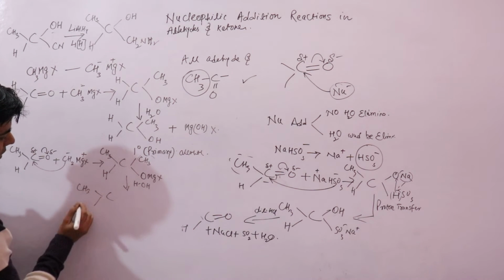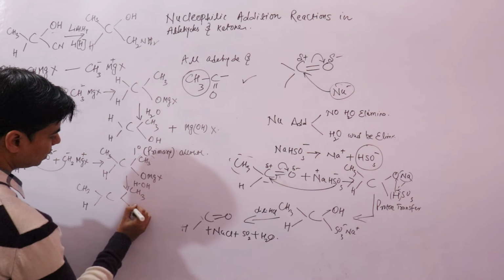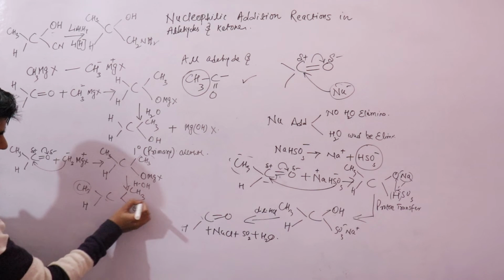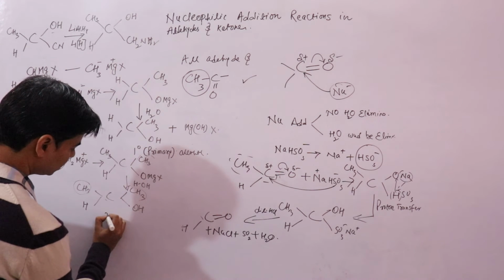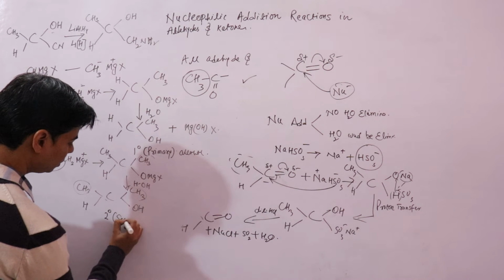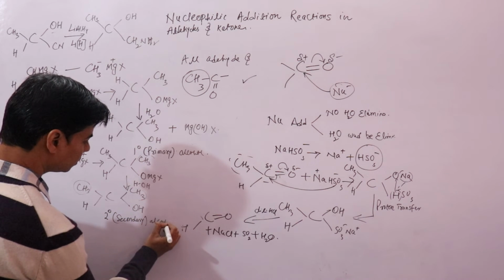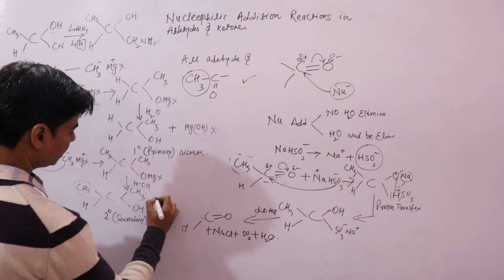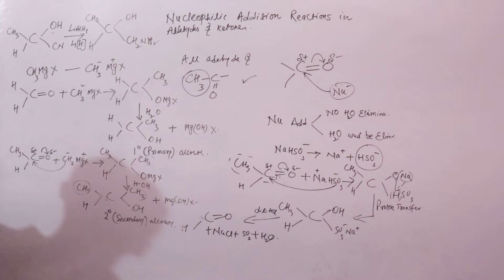Now this will get hydrolyzed to give CH3CH(CH3)OH. Since this carbon is directly attached to 2 other carbon atoms, this is your 2 degree or secondary alcohol. Right, and along with it we get MgOHX.